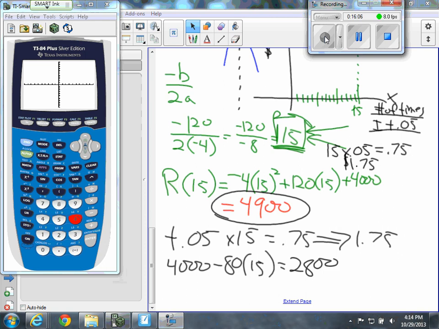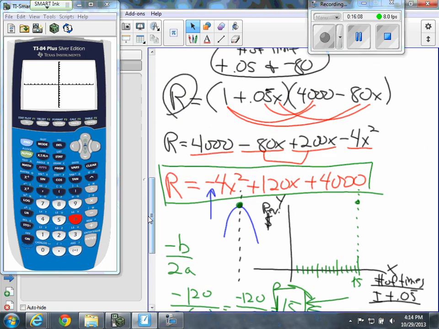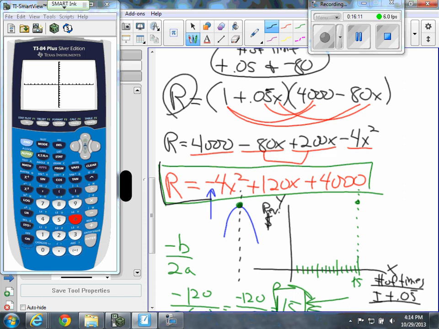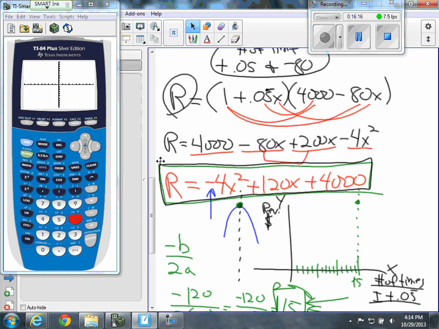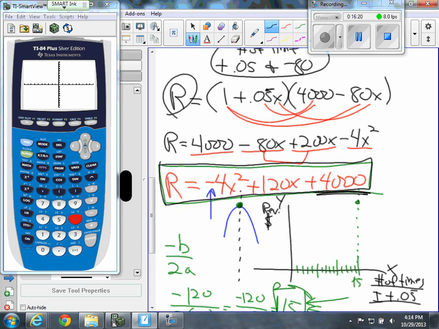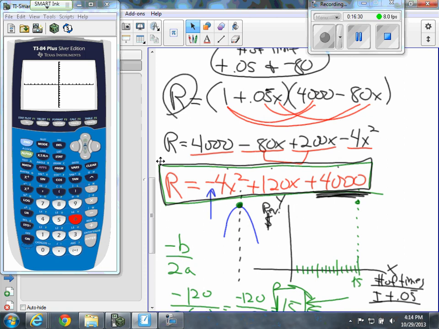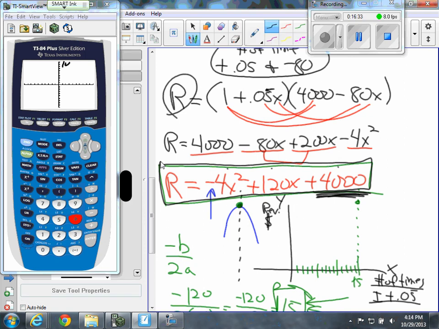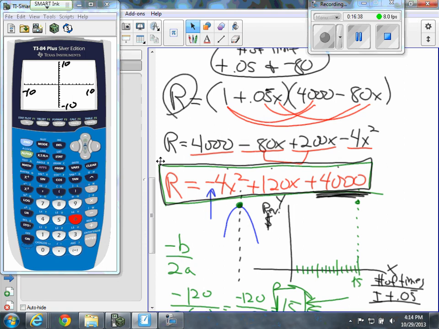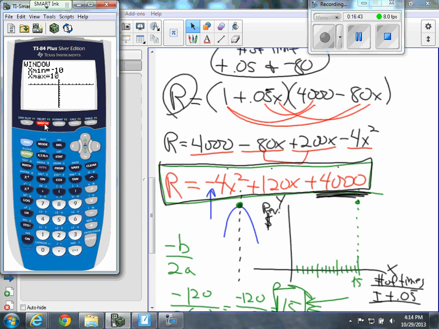Because if I just look at my equation here, I can see that I have a y-intercept of 4,000. Standard form, ax squared plus bx plus c. C is our y-intercept. So I have a y-intercept of 4,000. And when I go zoom 6, I'm going from negative 10 to positive 10, and well, that's nowhere near 4,000. So I'm going to change my window.